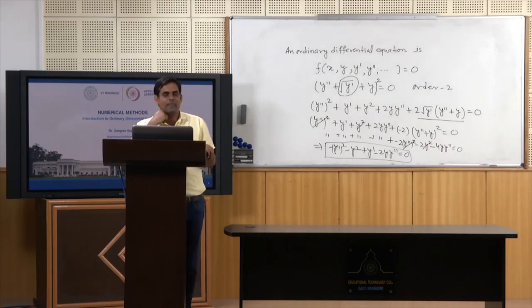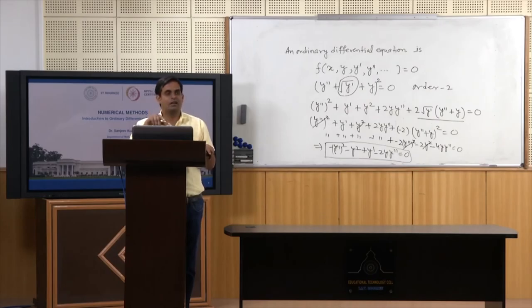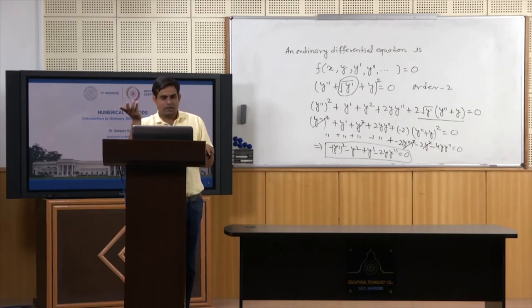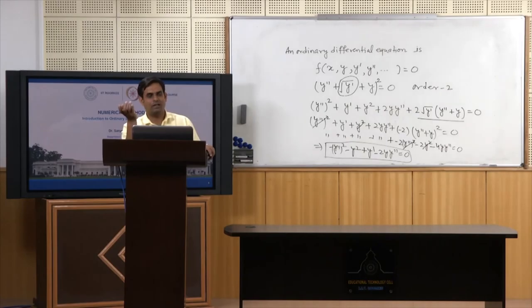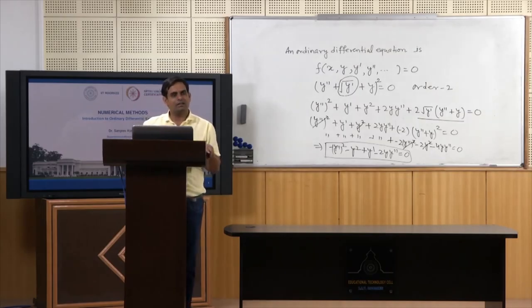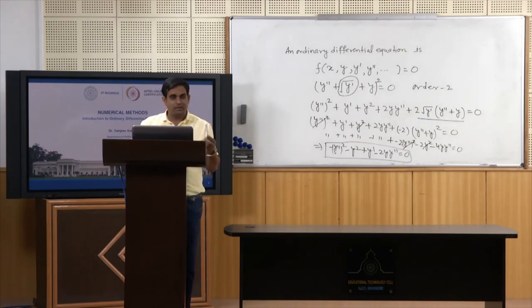Because these are general solutions, and for a particular problem we need a particular solution, and for finding particular solutions we need conditions. The solution of any nth order differential equation will contain arbitrary constants. In the population model we had only a first order ODE, and only one constant, n naught. Similarly, if you have a second order equation, you will have two arbitrary constants in the general solution. So if you have an nth order ODE, then you will have n arbitrary constants in the general solution. And to eliminate those constants to get a particular solution, we need some conditions.